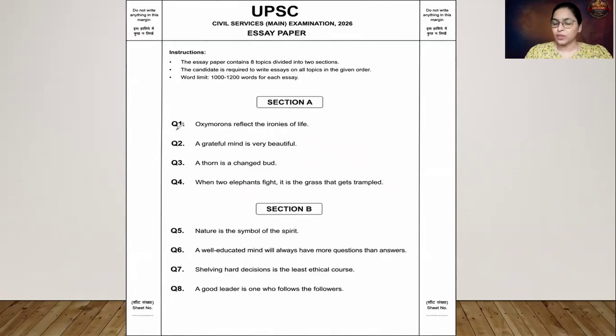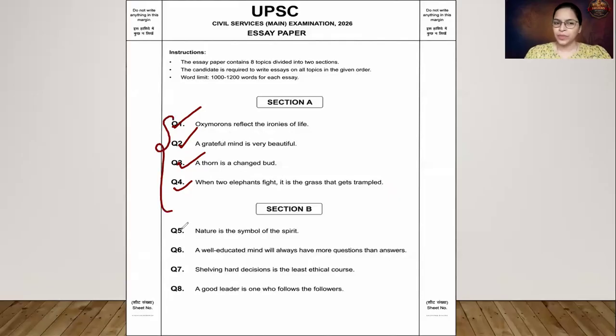The first topic is oxymorons reflect the ironies of life. The second topic is a grateful mind is very beautiful. Third topic is a thorn is a changed bird. Fourth topic, when two elephants fight, it is the grass that gets trampled. So this is section A.